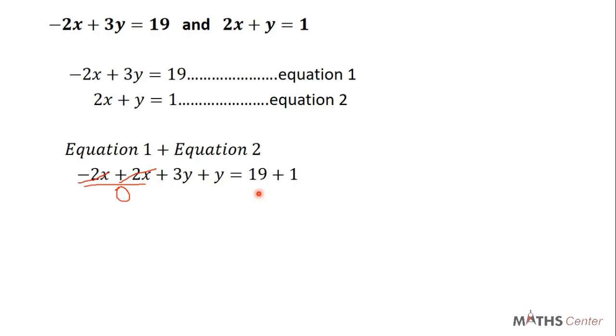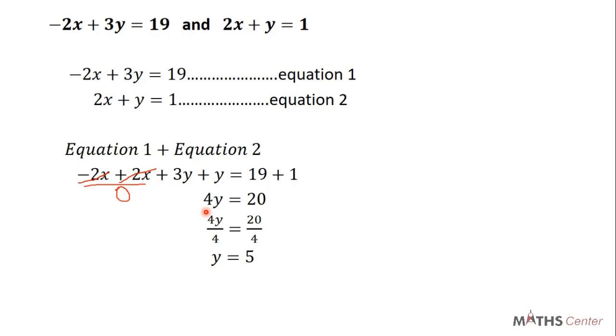3y plus y will give us 4y. 19 plus 1 will give us 20. We know this from linear equations. What do we do? We divide both sides by the number attached to the variable. So we divide both sides by 4, and y is going to give us 5. So we have found one variable.